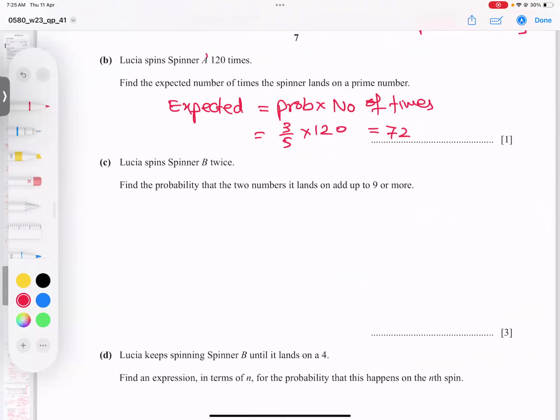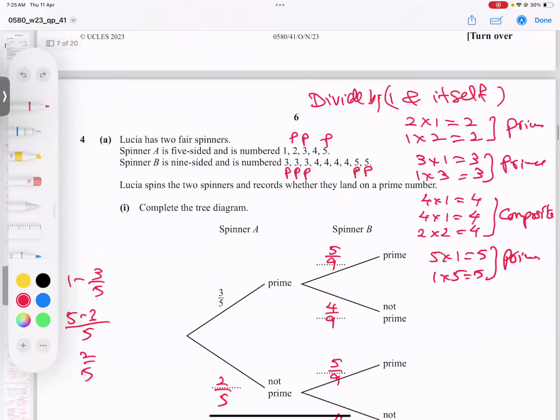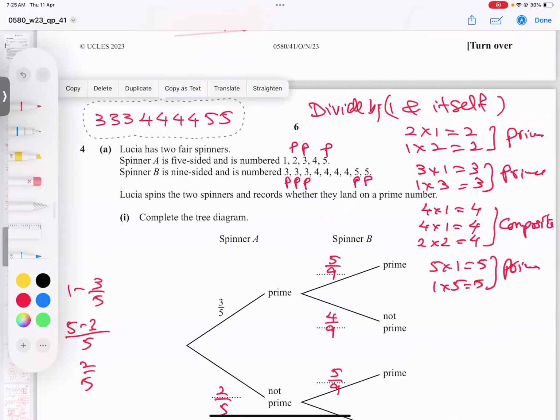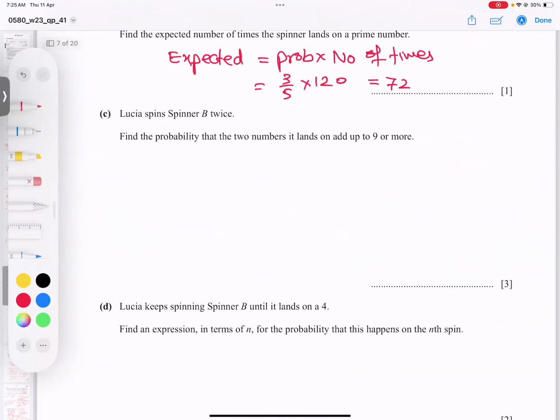What happened now? Spinning now twice. Spinner B spinning twice, make sure. And the probability that the two numbers land on and add up to 9 or more. Okay, this is an interesting part. So how can we work this out? Because you talk about spinner B only. So let me write the numbers of the spinner: 3, 1, 2, 3, then 4 fours, then 5, then 2 fives. I will take this from here and paste here because it's very important to plan. So these numbers we have available.